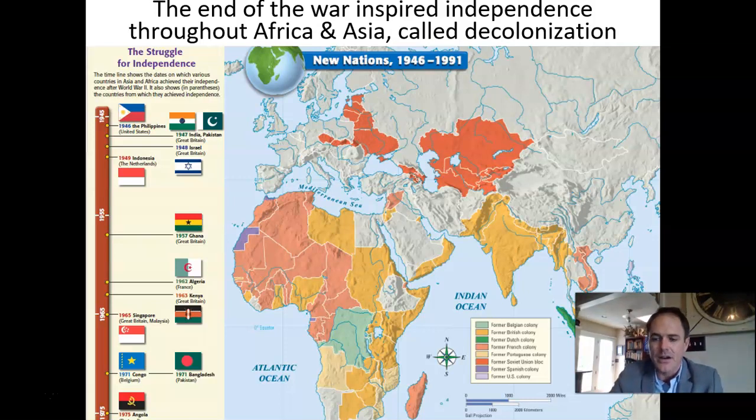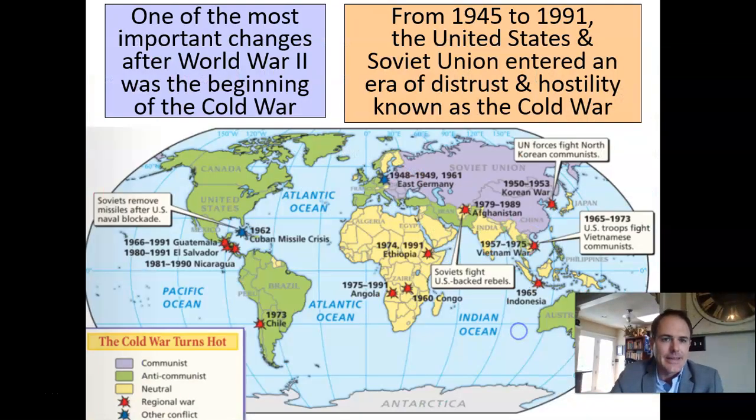It's what we call decolonization, right? The ending of European colonies and the establishment of independent states. We'll talk more about what brought these about and the effects later on in this unit.